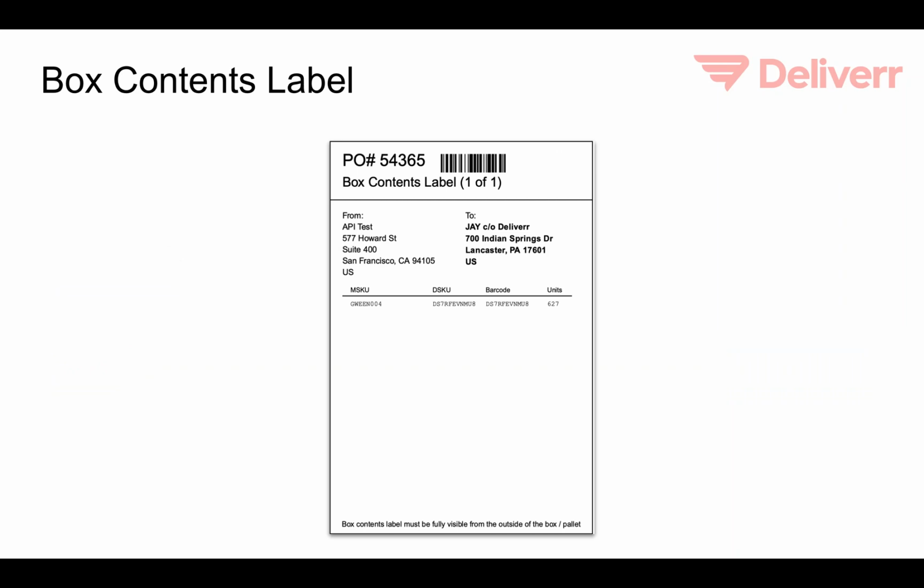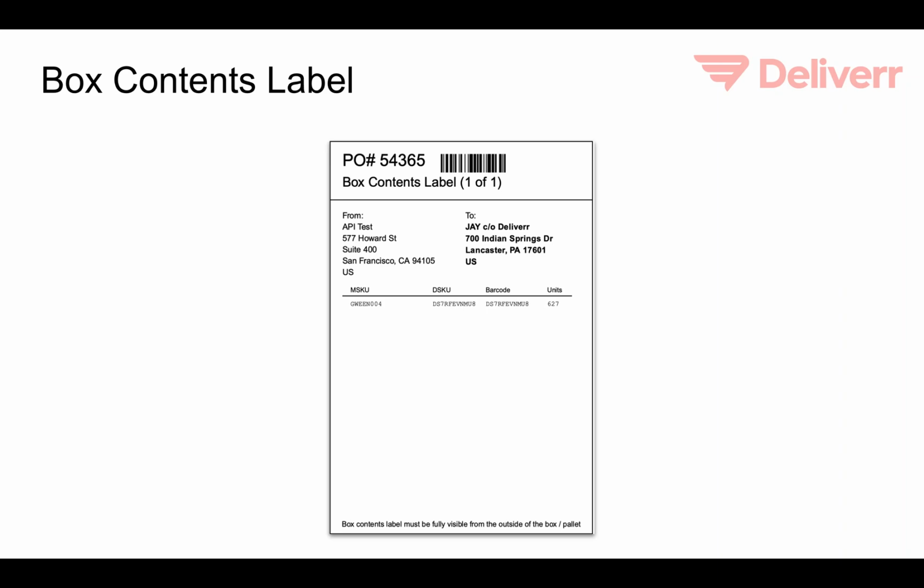Another misstep that sellers often make is that they forget to clearly attach their box contents label on their inbound shipment. If the warehouse does not have this document, they cannot determine what the shipment is or what any of its contents are. You must make sure that the box contents label is clearly placed and attached to the outside of your inbound.